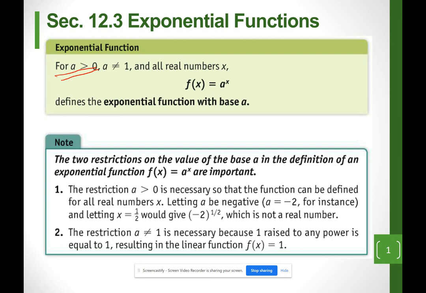And then also another thing is the value of a cannot be 1. Otherwise, 1 to the x, 1 to anything, 1 times 1 times 1 times 1, I can multiply 1 many times. It always gives me a 1. And yeah, we cannot do that. So we're going to call this exponential function f of x is equal to a to the x. A is any number. But remember, my a must be a positive number and cannot be 1. Those are the two restrictions.